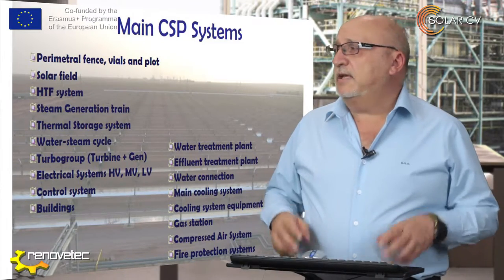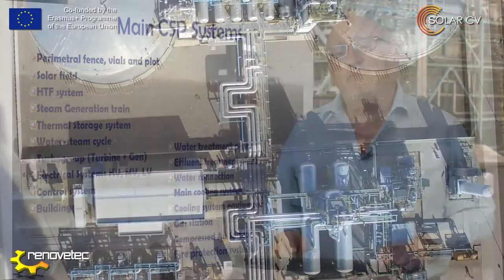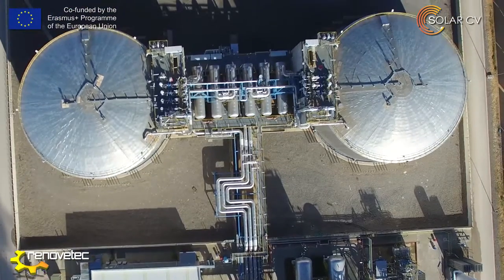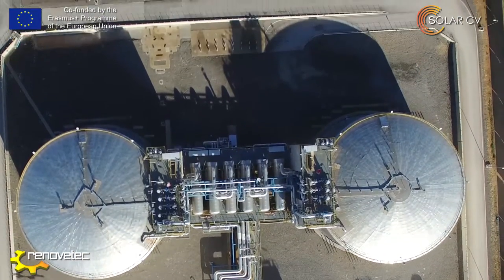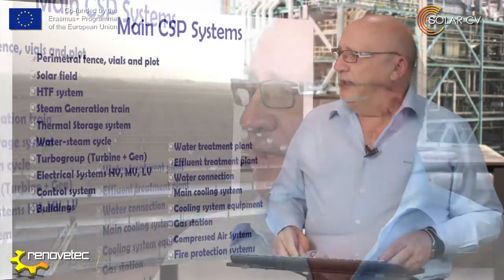In some of the plants we have the thermal storage system. Not every plant in the world has a thermal storage system, but at this moment we consider that it's necessary, because if not, the plant may have some financial problems or technical problems related with the capability to store energy and put it in the grid when we need it.